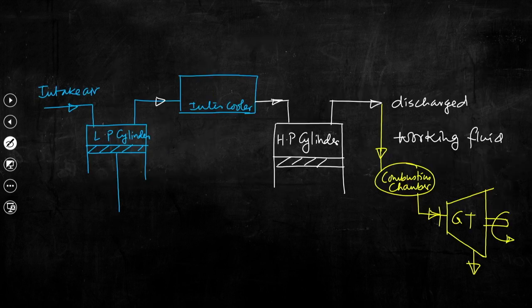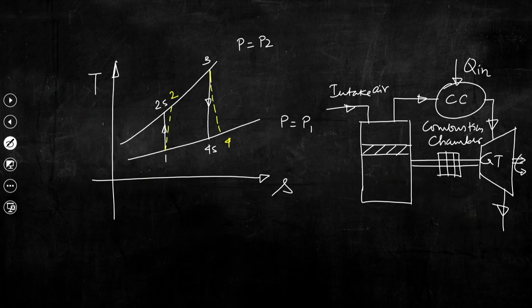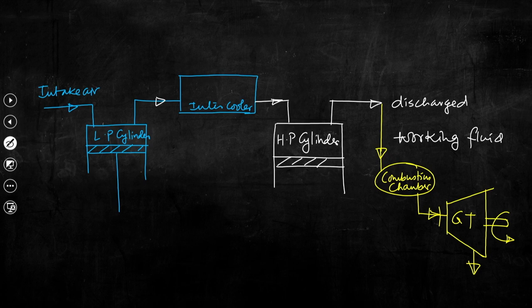Instead, what we are doing here is considering one intercooling unit. We are having two different stages of compression, a low pressure stage, then intercooling, and then a high pressure stage, finally to the combustion chamber and going to the gas turbine. The sole purpose is not to increase the temperature of the working fluid substantially, which would happen if we consider single stage compression, and hence we can eliminate several problems that would be there with single stage compression.